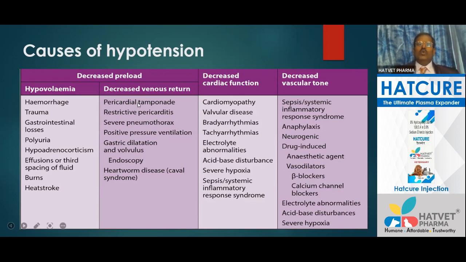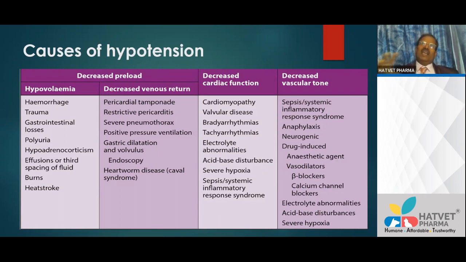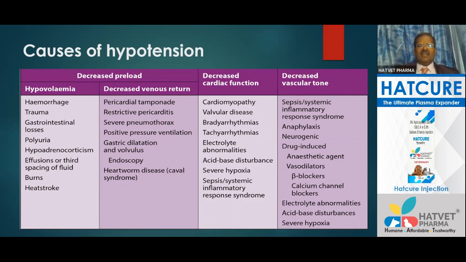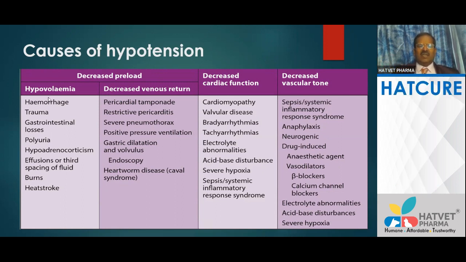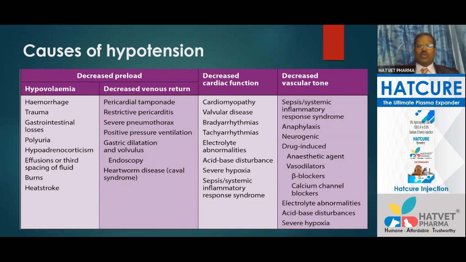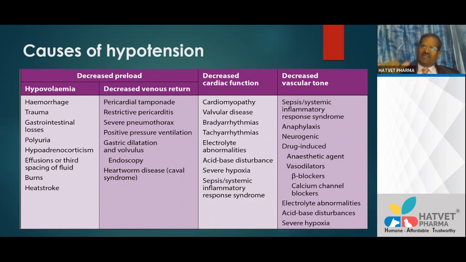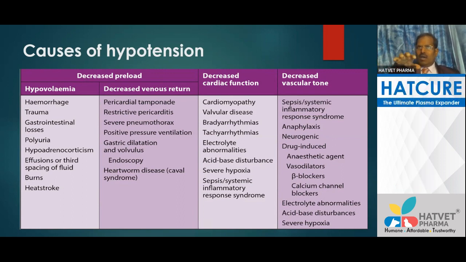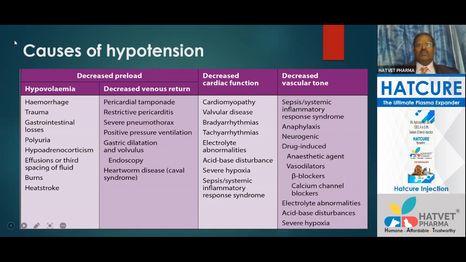Then, decreased venous return due to pericardial tamponade. If there is an excess amount of fluid accumulation around the pericardium, that can result in decreased venous return. Constrictive pericarditis is another clinical condition. Severe pneumothorax, an accumulation of gas in the thoracic cavity, wherein if you take an x-ray, you can appreciate the lifting of the cardiac chamber. Positive pressure ventilation. Gastric dilatation and volvulus, heartworm disease, otherwise called caval syndrome.